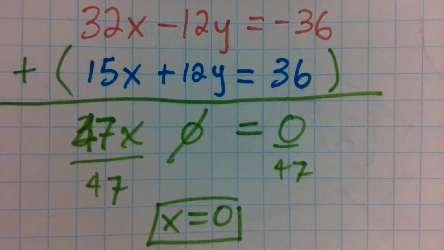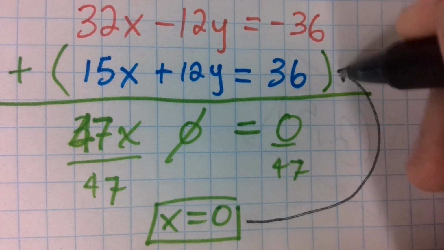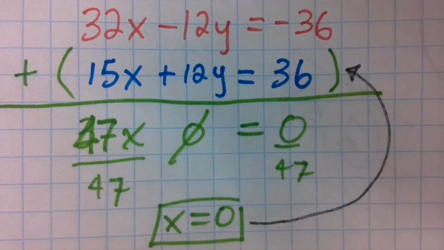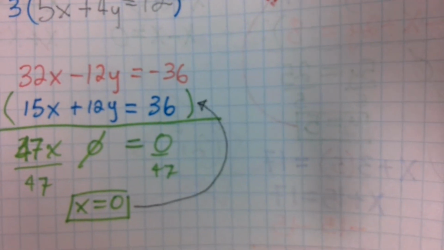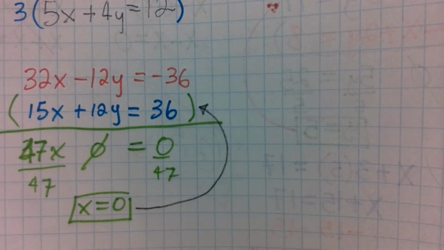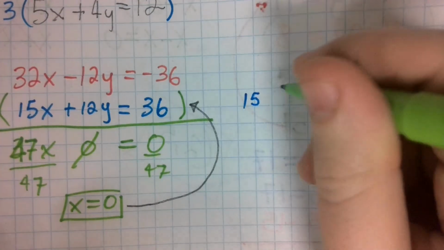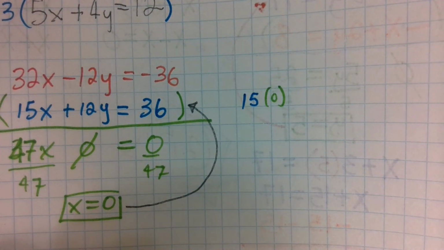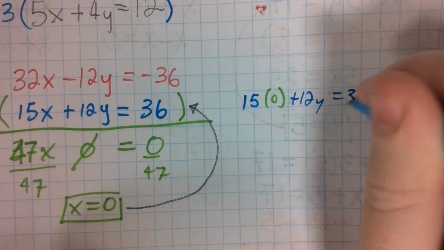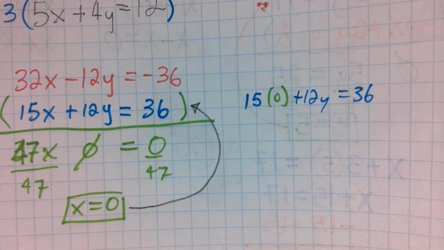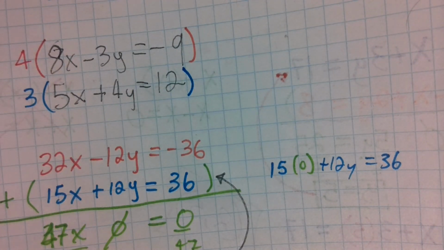After that, we plug it back in to one of our choice. I'm going to plug it into the bottom one. I don't like this negative 36. I don't like the way it's looking at me. When I plug it into the bottom equation, 15x plus 12y equals 36, it'll become 15 times 0 plus 12y equals 36. Again, technically, it would be best practice to plug the x into one of the original equations. That was my bad.